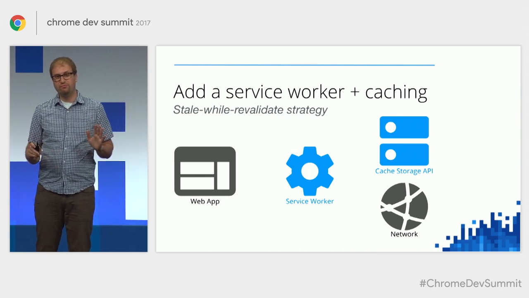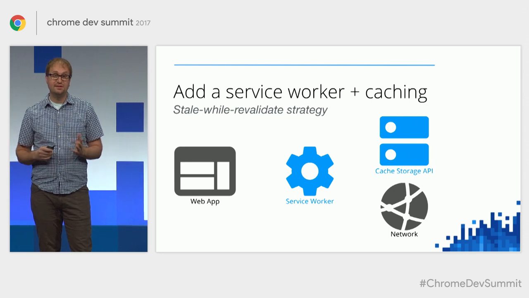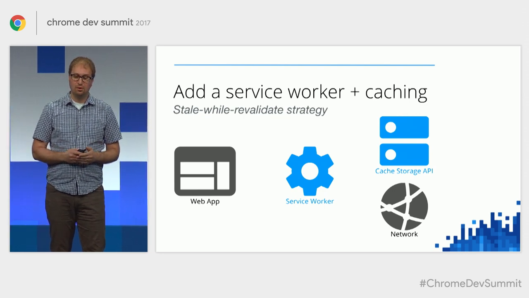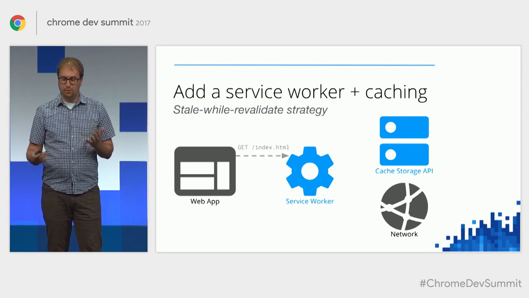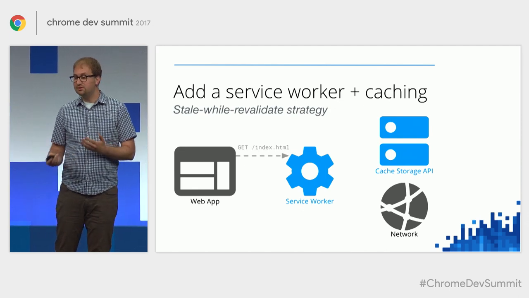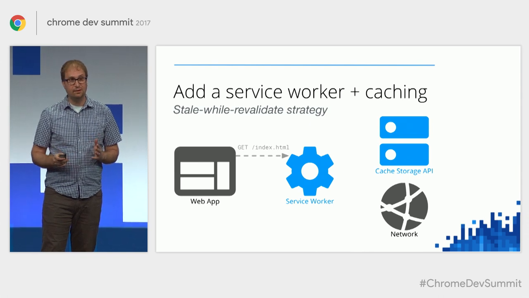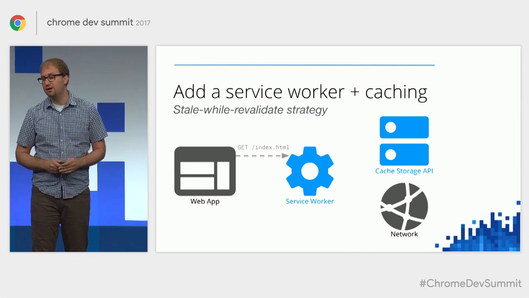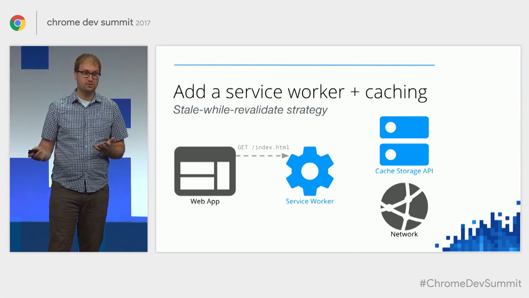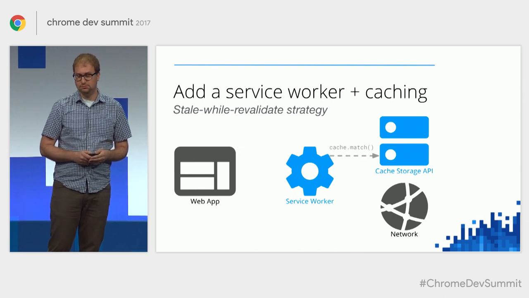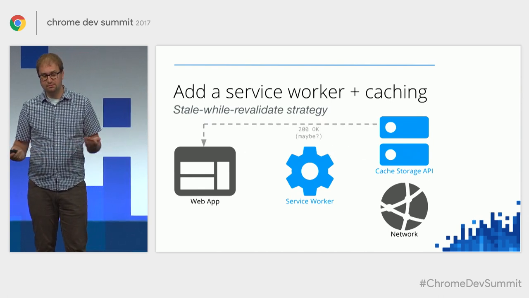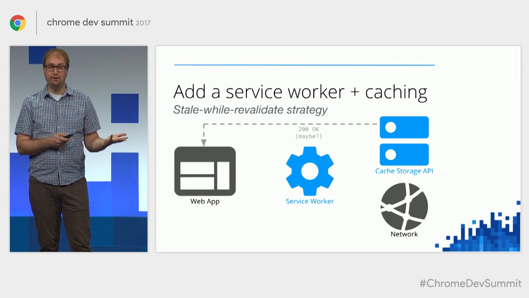So this gets a little bit more involved, and let's walk through the strategy step by step. Our web app again makes a request for an HTML document, and our service worker again intercepts it. But this time, we take advantage of the cache storage API and check to see if there's a match for that specific URL. And if there is, great. We can return it to the web app immediately.